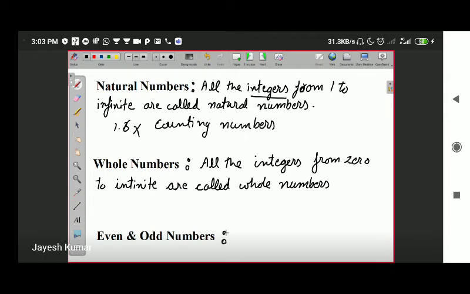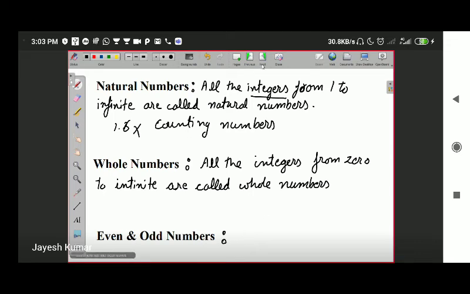I'm not going to write down the definition of even and odd numbers. I believe all of you know what even numbers are. Even numbers are those numbers which are multiples of 2. Odd numbers are those numbers which are not multiples of 2. You have to write down the definitions by yourself.